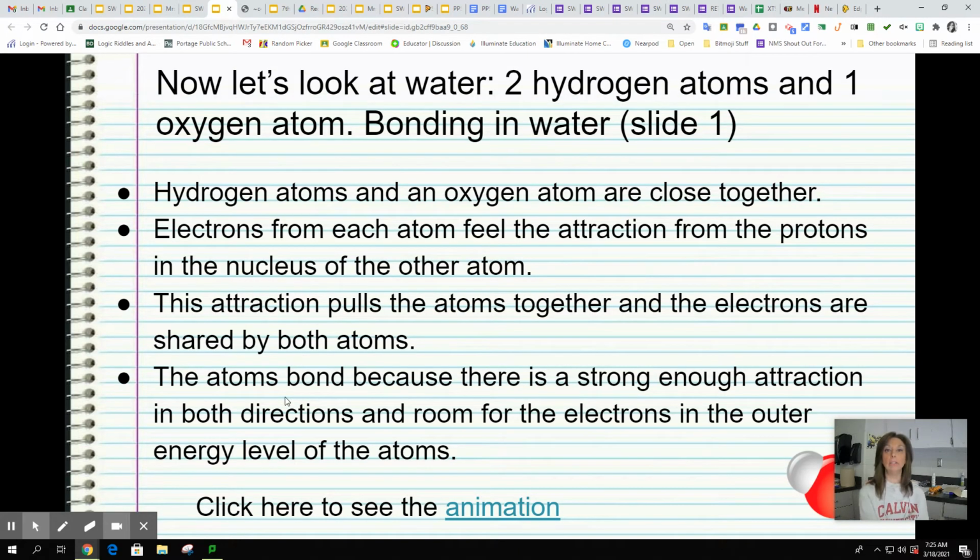All right, so let's take a look at how this happens with water. So now we have our 2 hydrogen atoms and our 1 oxygen atom, and they're bonding to become water. Hydrogen atoms and oxygen atoms are close together. The electrons from each atom feel the attraction from the protons in the nucleus of the other atom. This attraction pulls the atoms together. The electrons are shared by both atoms. The atoms bond because there is a strong enough attraction in both directions and room for the electrons in the outer energy level of the atoms. So we'll take a look at the animation.